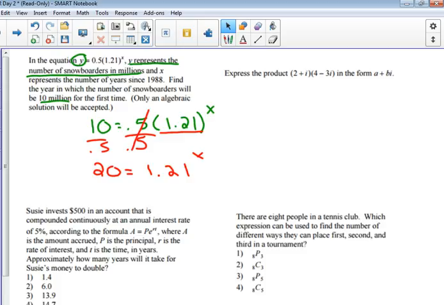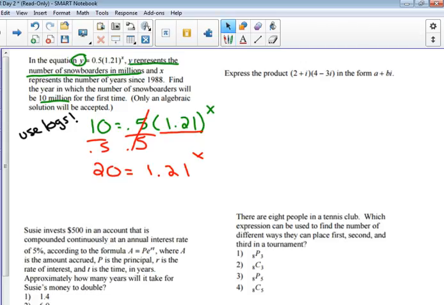Now, one way you guys see this is to get the bases to both be the same. But is there any way you can make something to the something to be 1.21? Any ideas? I don't think so. There's no way we could do 1.21 to something to get 20. So you can't make the bases the same. You have to use log to solve it.